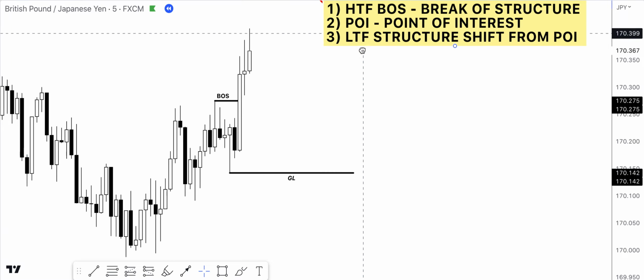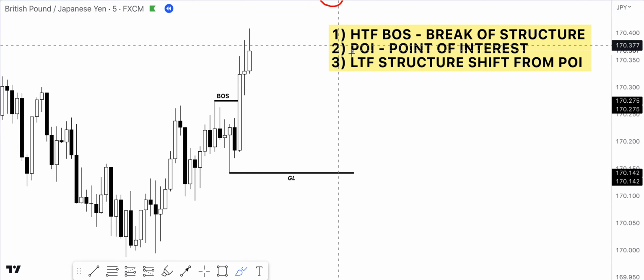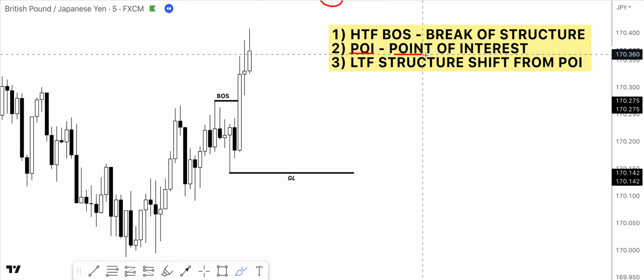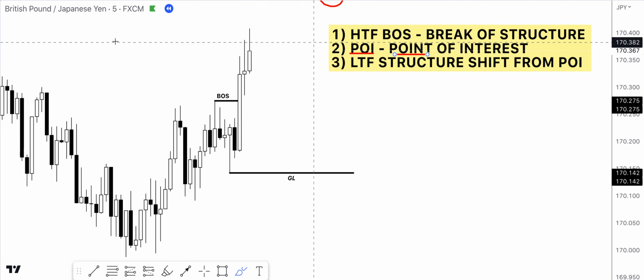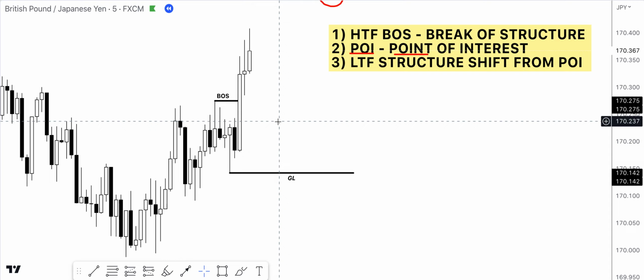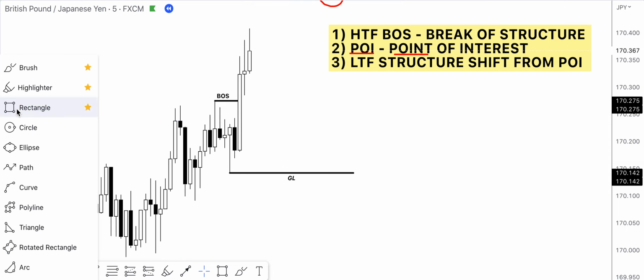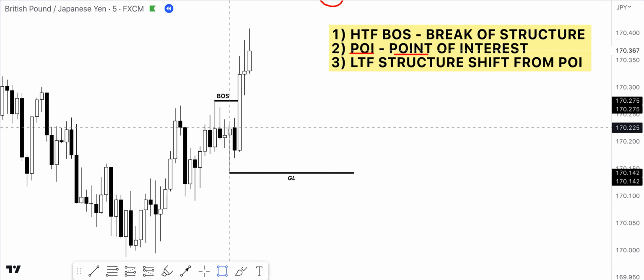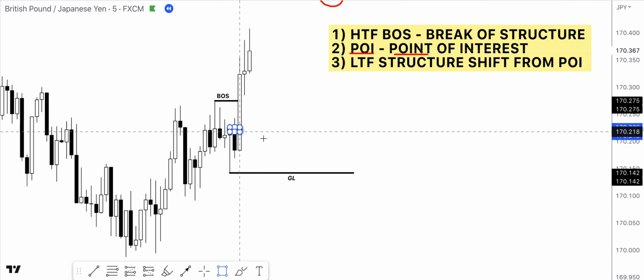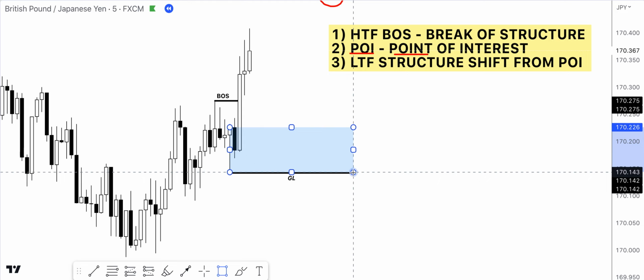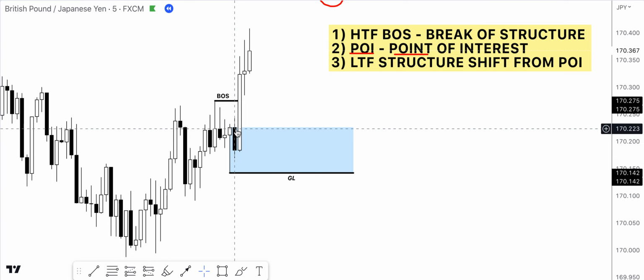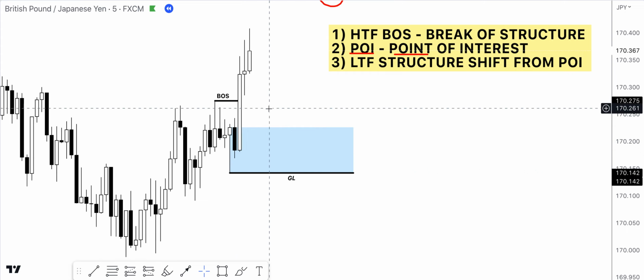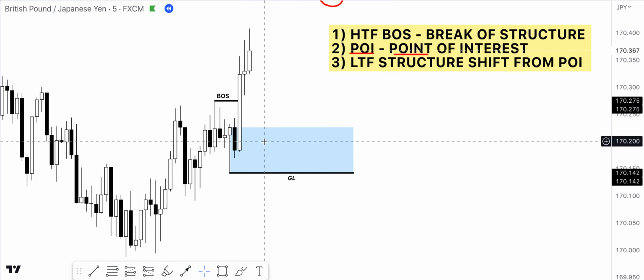Okay, number two is our point of interest. And this is simply where are we looking to enter this market. It's that simple. And using smart money concepts, it's important to note that we only want to be entering the market out of extreme supply and demand areas. Okay, so our last down candle, so you can see from the open down to the low, this is our extreme demand. This is where the institutions are going to be looking to long this market.